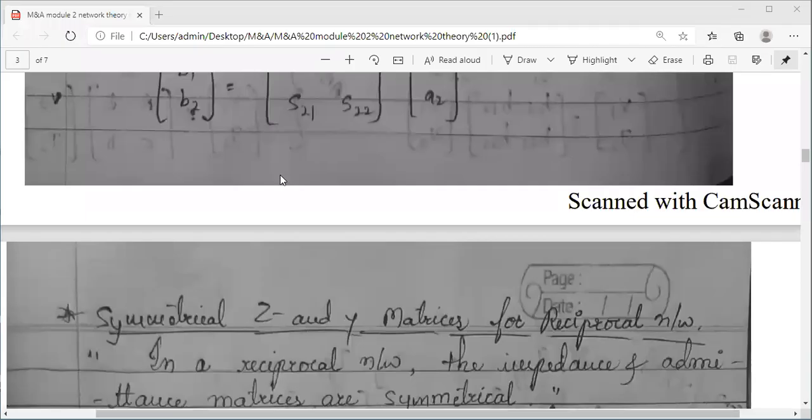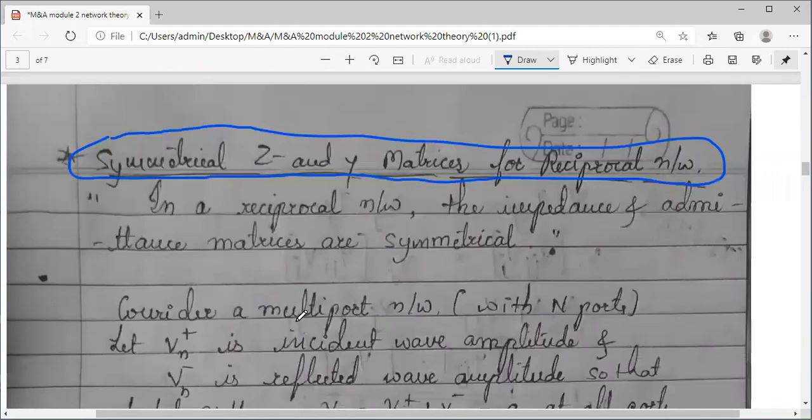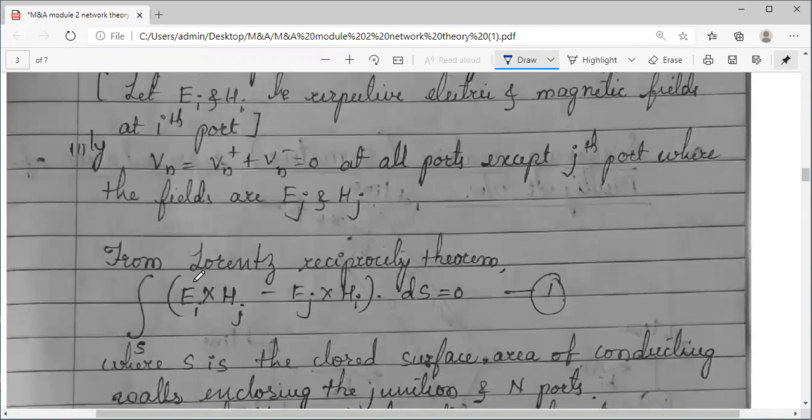In today's session, we are going to continue the discussion on S parameters. In the previous session, as you can see on the screen, we discussed a small derivation. In a reciprocal network, the impedance Z and the admittance Y matrices are symmetrical. So for a reciprocal network, we have seen what is a reciprocal network, what is a symmetrical network, and we have derived a small expression based upon the Lorentz reciprocity theorem.